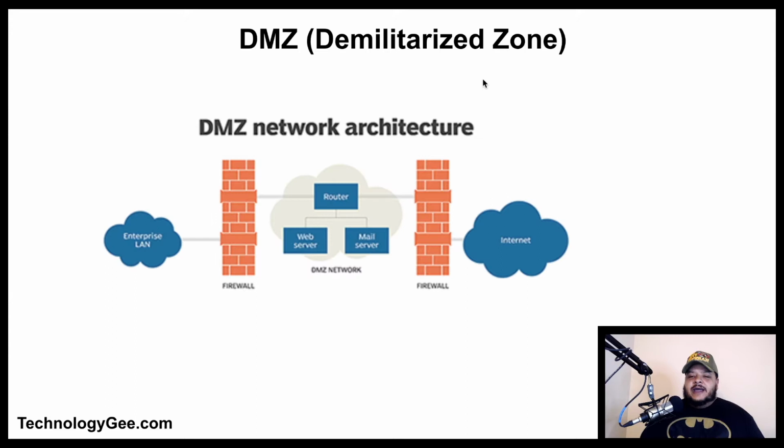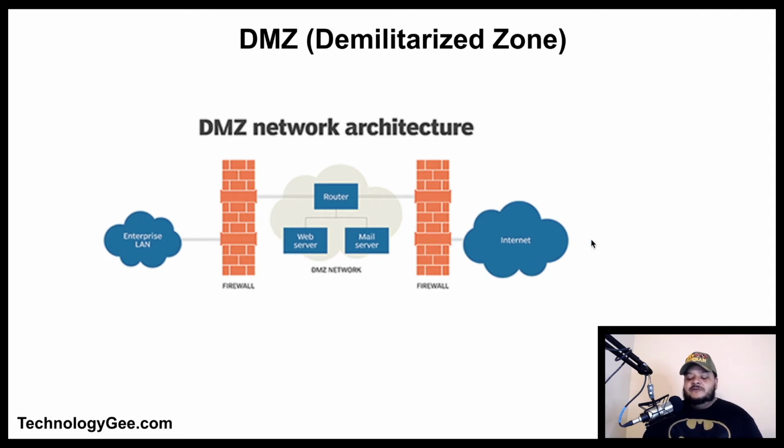Here is a diagram of how a DMZ functions. On your left here, you have the enterprise LAN, that is the internal network. It is protected by our firewall right here. On the other side of this firewall, they might have a mail server, web server, and some type of router inside the DMZ, which is then protected by another firewall, separating it from the internet.